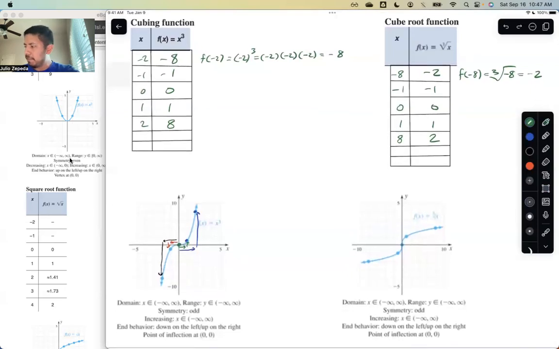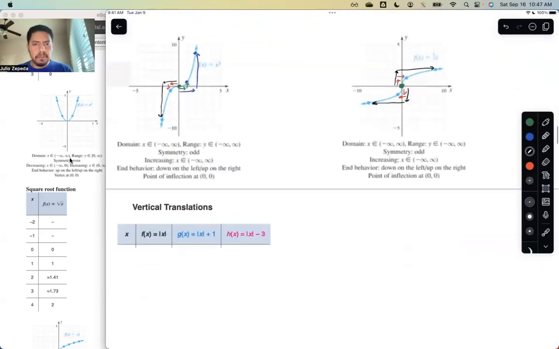Okay, so we'll plot these. The basic shape here is the origin, 0, 0. And then we go up 1 over 1, up 2 over 8, down 1 over 1, and down 2 over 8. We want to do this basic shape of the function, because we're going to stretch it, compress it, translate it, scale it. We'll do all sorts of things.